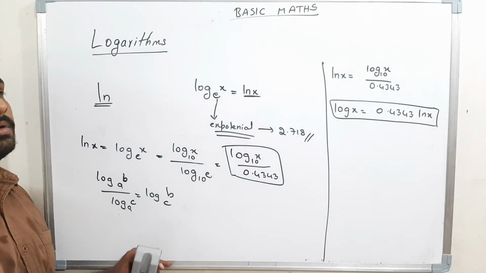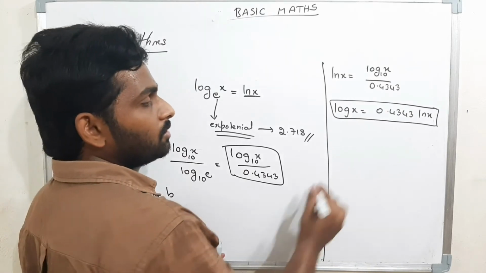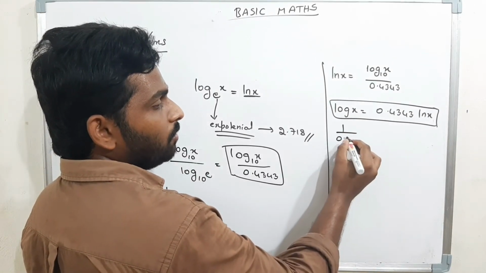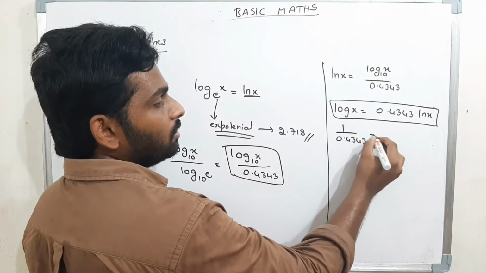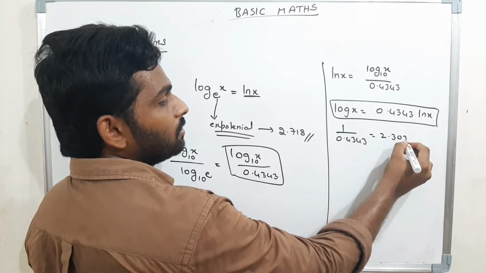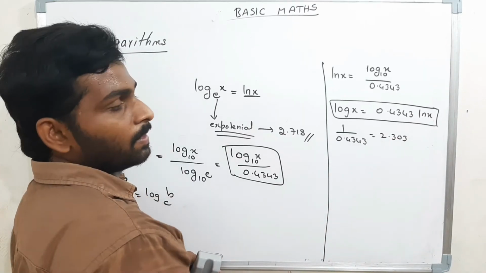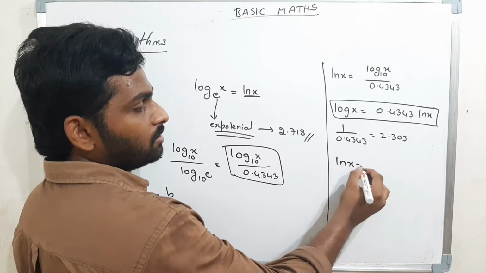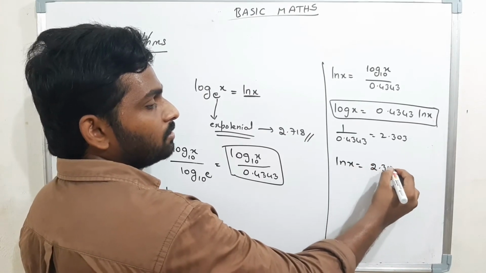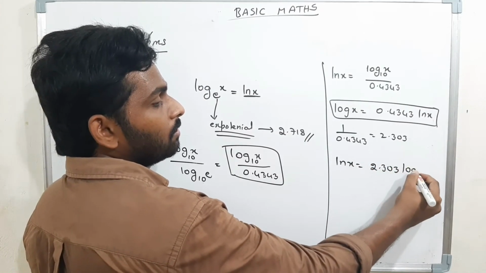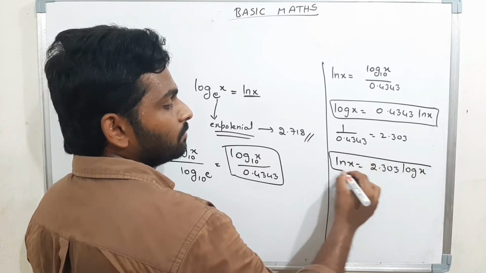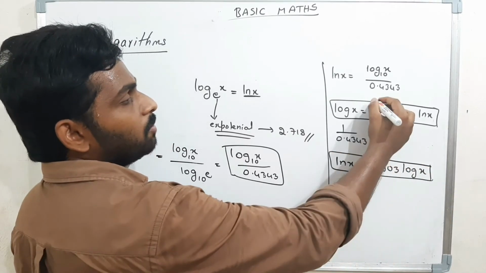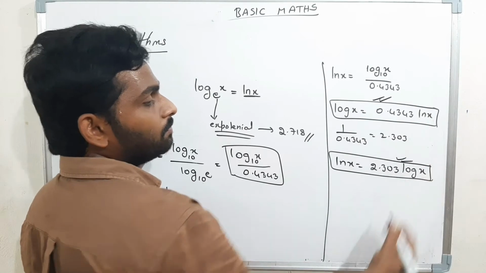Is it clear? Sometimes we can write 1 by 0.4343, which is nothing but 2.303. Therefore, what is it? Ln x is equal to 2.303 log x. These both relations you have to remember.